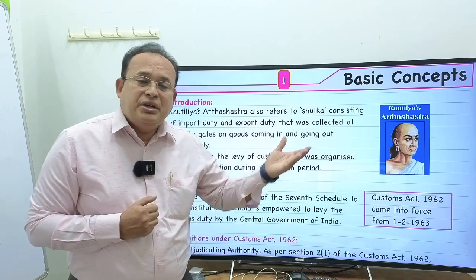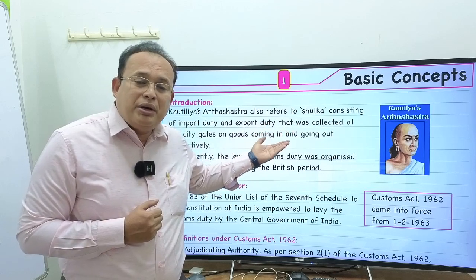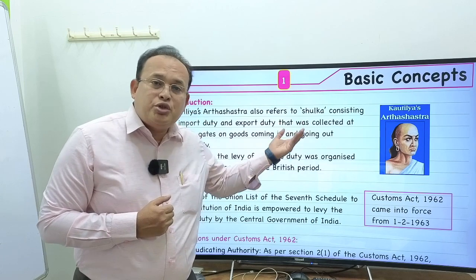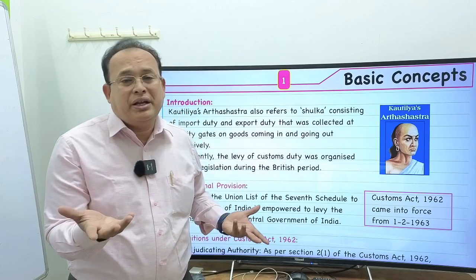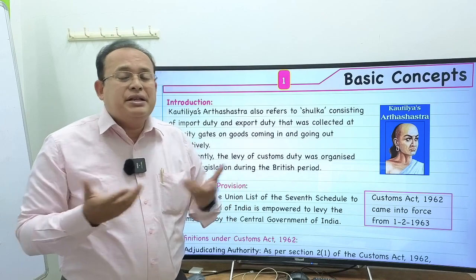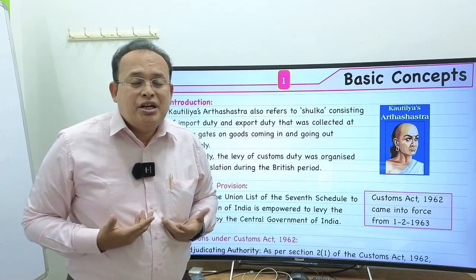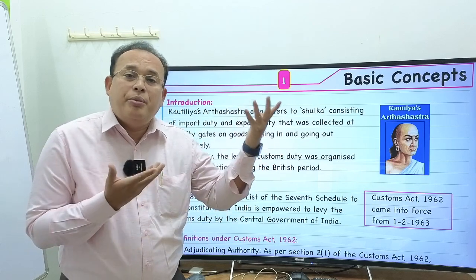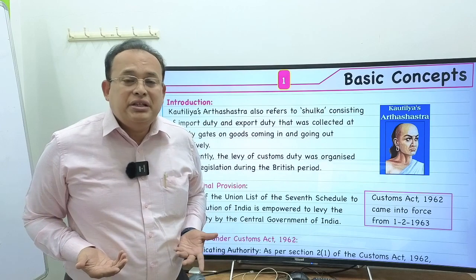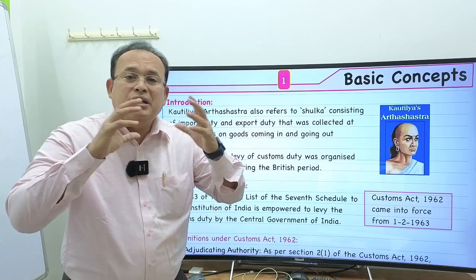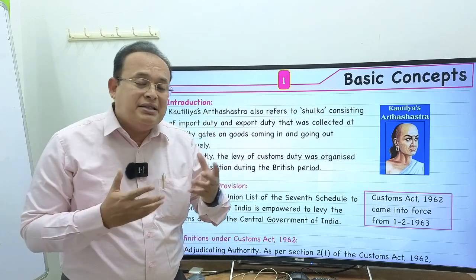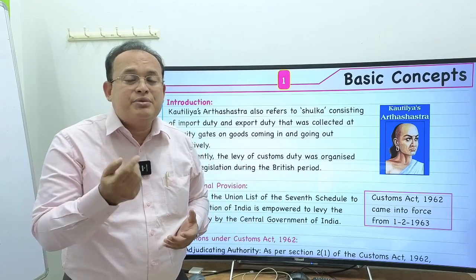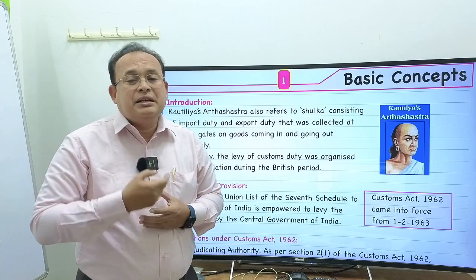On those days, when goods were coming into a particular place or going from a particular place, people were supposed to pay the shulka, which is nothing but duty. So, like this, we have a customary practice of paying customs duty. On those days, it might have been paid in kind. Now the Government of India, by formulating legislation, enacting the Act, levies duty on import or export, collecting it in terms of currency, in terms of money.